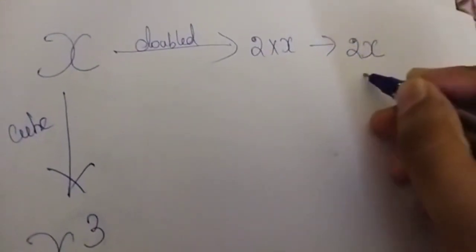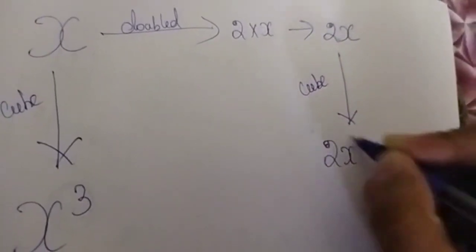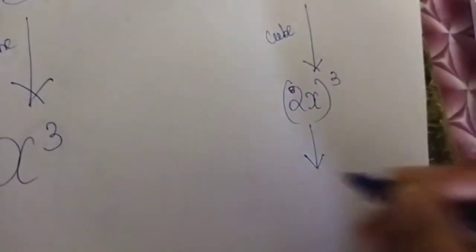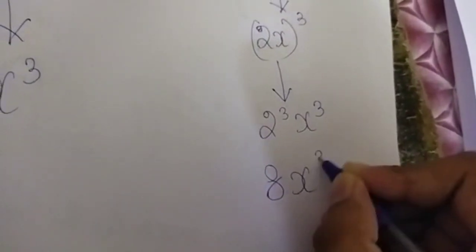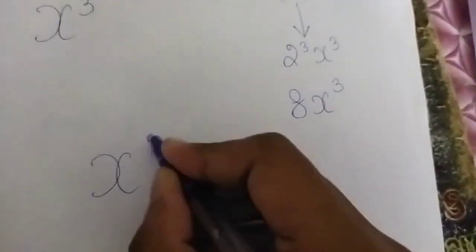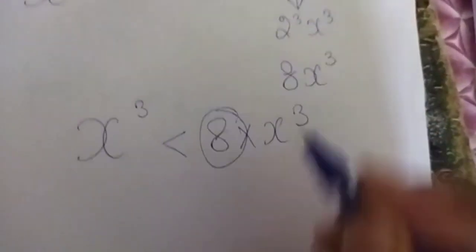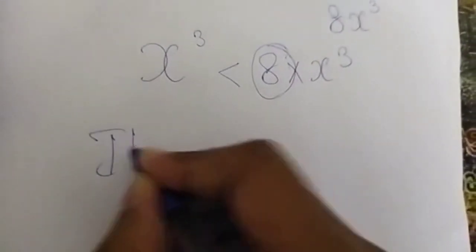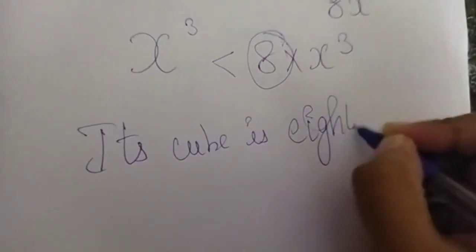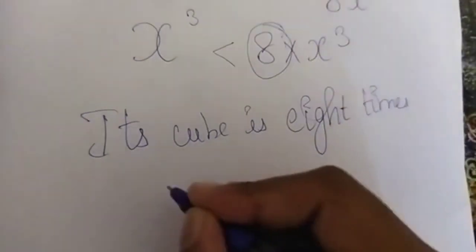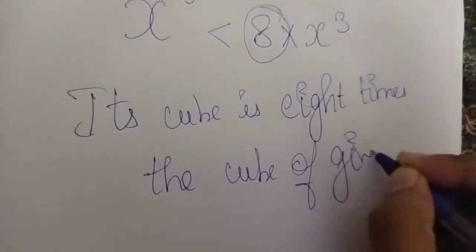Now they are taking cube for 2x. So cube of 2x is 2x whole cube, that is 2 cube x cube, 2 cube is 8, 8x cube. Look here, x cube, 8x cube, 8 into x cube. So how much it is greater? 8 times. So you can write, its cube is 8 times the cube of given number.